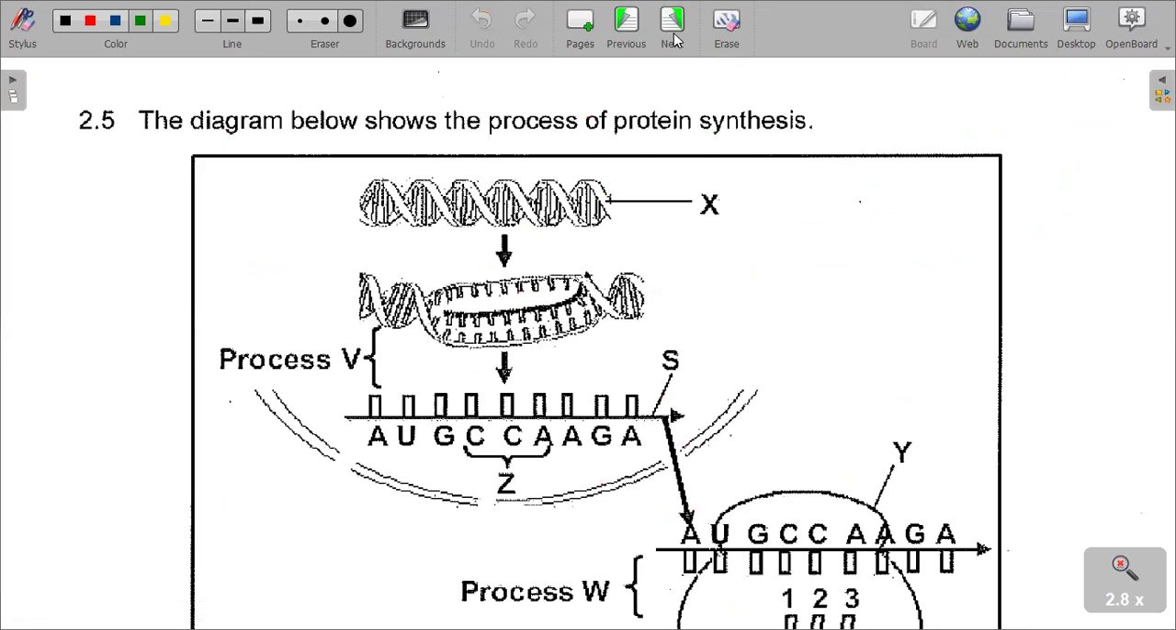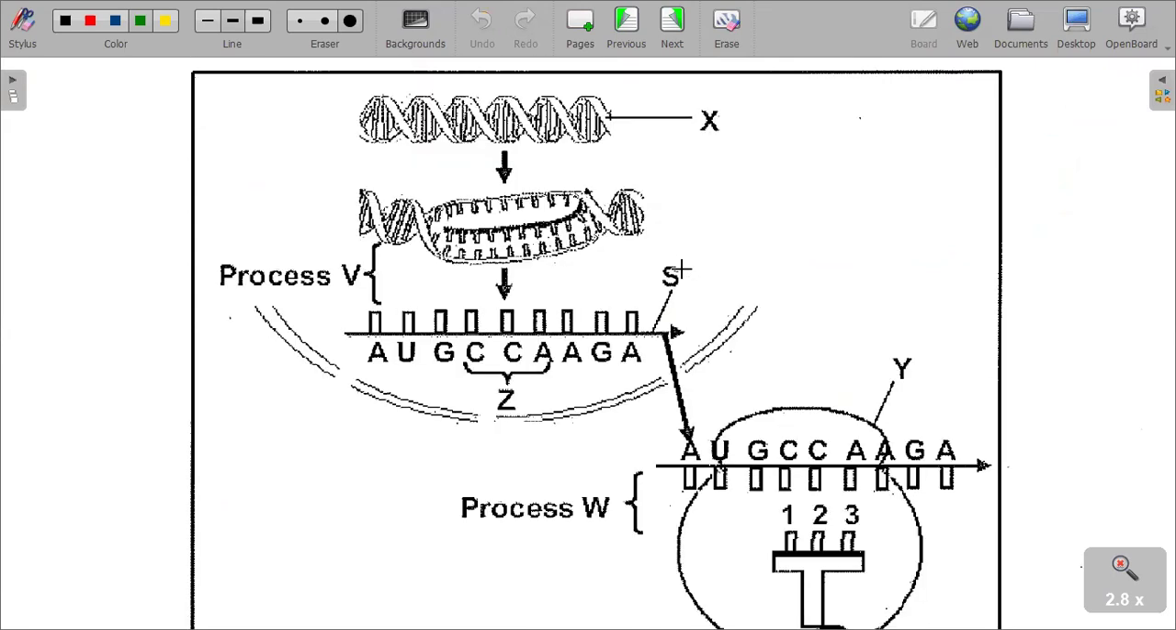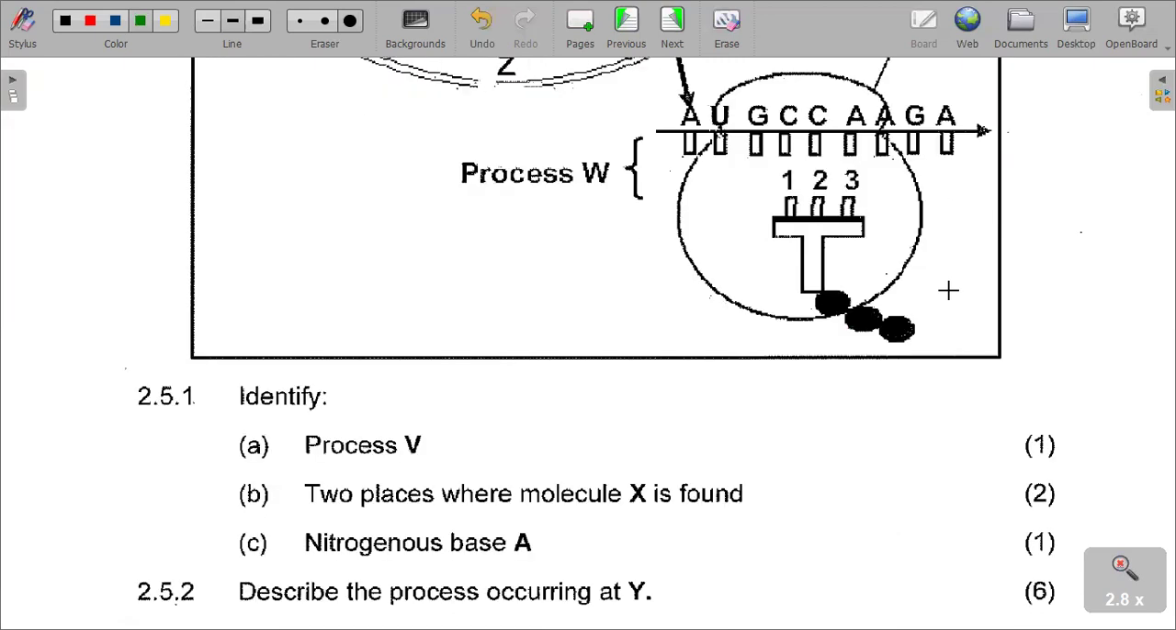The diagram shows protein synthesis. I'm sure this one again, please refer to the channel also. Refer to the channel for more notes and more explanation again. I worked it out again there.